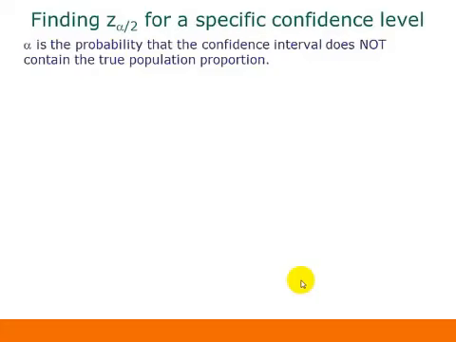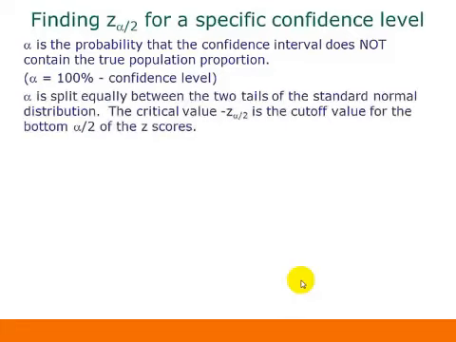So if we have a specific confidence level, here's how we find our critical value. The alpha is the probability that the confidence interval does not contain the true population proportion. In other words, alpha equals 100% minus our confidence level. Then we take alpha and split it equally between the 2 tails of our standard normal distribution. The critical value, negative z alpha over 2, is the cutoff value for the bottom alpha over 2 of the z-scores.